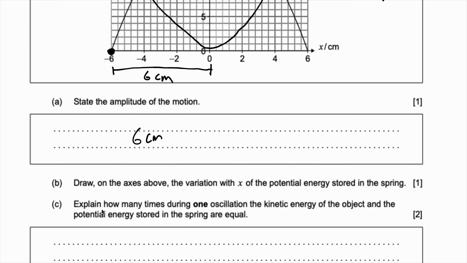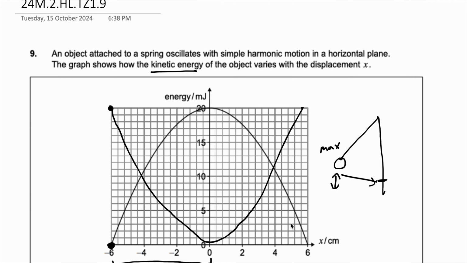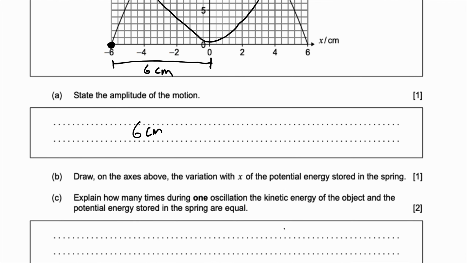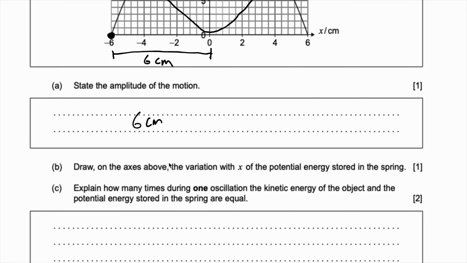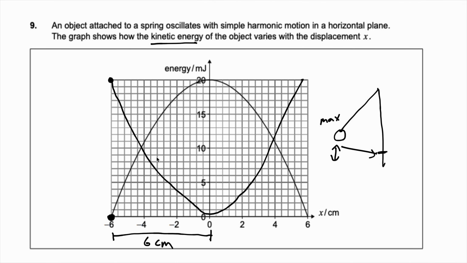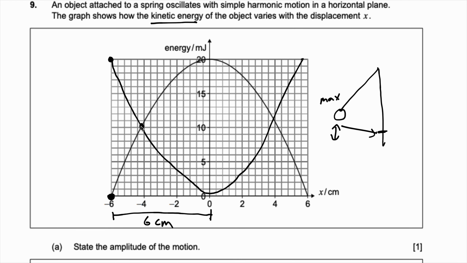Okay. Now explain how many times during one oscillation the kinetic energy of the object and the potential energy stored in the spring are equal. Now this is slightly a trick question, but it's not too bad, and I'll tell you why. So here on this graph we can see exactly 2 points when both the kinetic energy and the potential energy are equal. But what you need to understand is that this is just one swing.